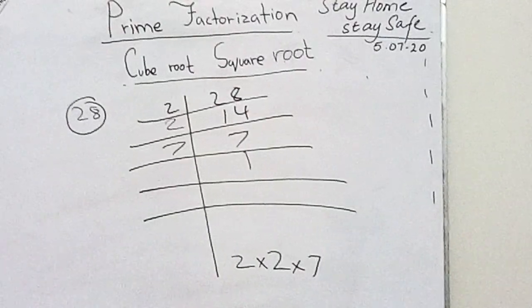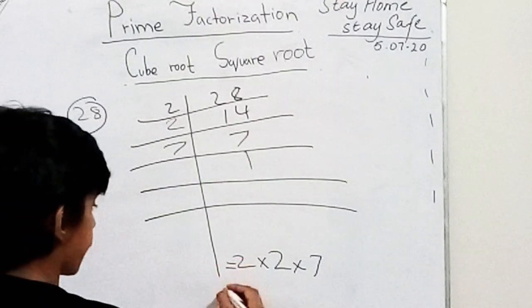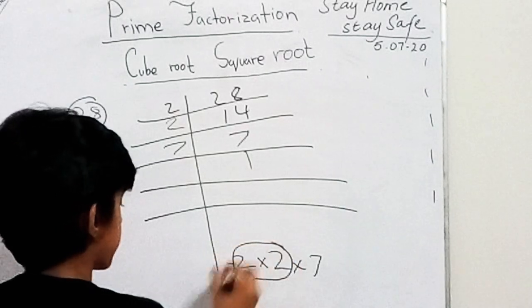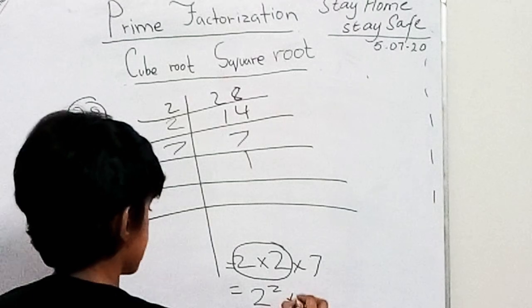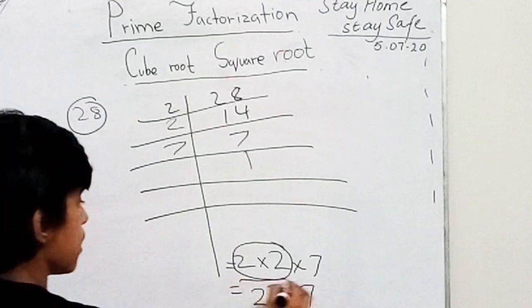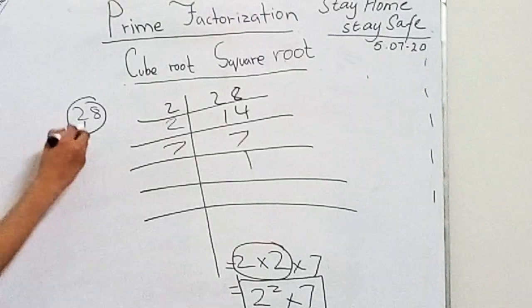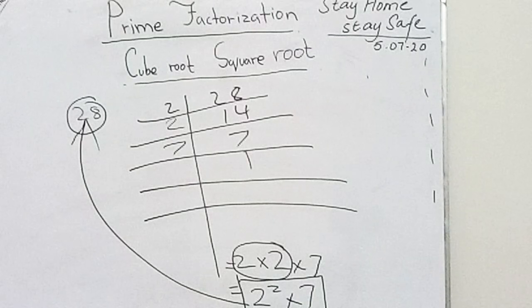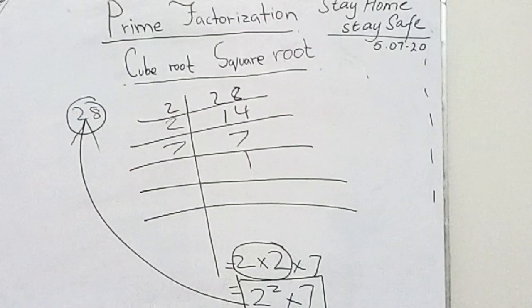Now, it's very easy. We will only see the numbers which are same. These are same, we will make the index notation of them. 2 to the power of 2 and multiplied by 7 as it is. And this would be our prime factorization of this number 28. So it was very easy. If you have still any confusion, you can ask me in the comments. So let's move on.